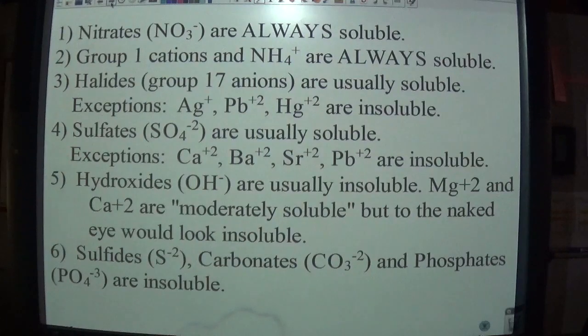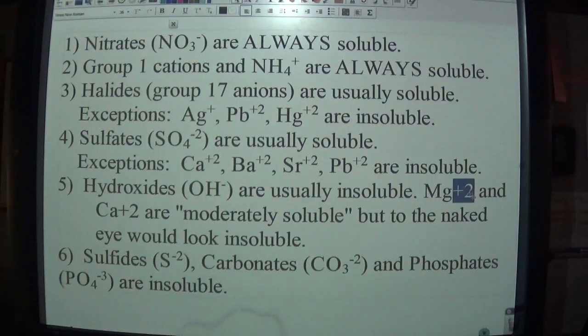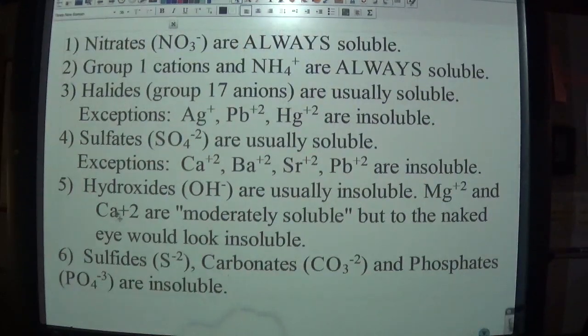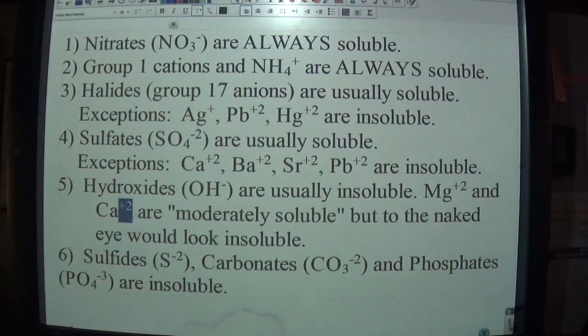They are not soluble. Rule number 5 are the hydroxides. They are usually insoluble, and I didn't change those the right way. Those are supposed to be the superscripted values here. Magnesium +2 and calcium +2.